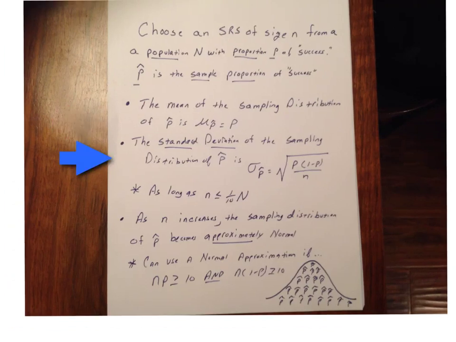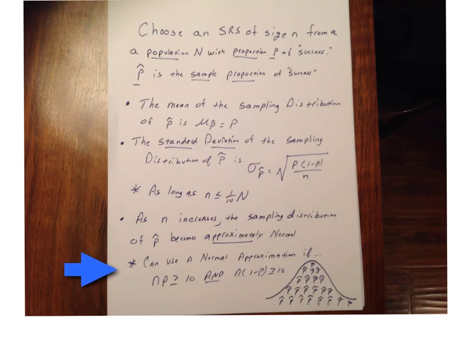Now, to help us out, we have conditions. The standard deviation of the sampling distribution of p hat is equal to the square root of p times 1 minus p divided by n, as long as your population size is at least 10 times your sample size. As n increases, the sampling distribution of p hat becomes approximately normal.